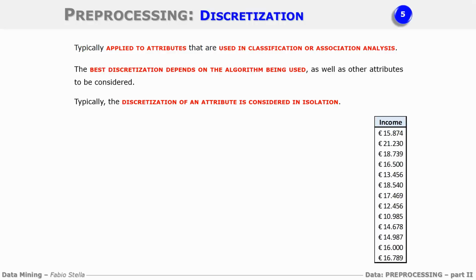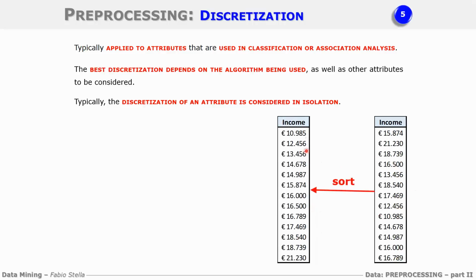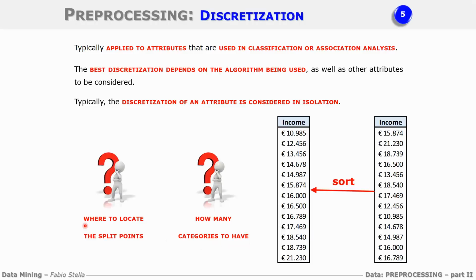Assume that we have to discretize the value of the income attribute, which is a continuous attribute, and here we report some of the values it takes. The first step is to sort the records in increasing order of values according to the income attribute. Then we are left with two different questions. The first one is how many categories to have, and the second question is where to locate the split points of the discretization.